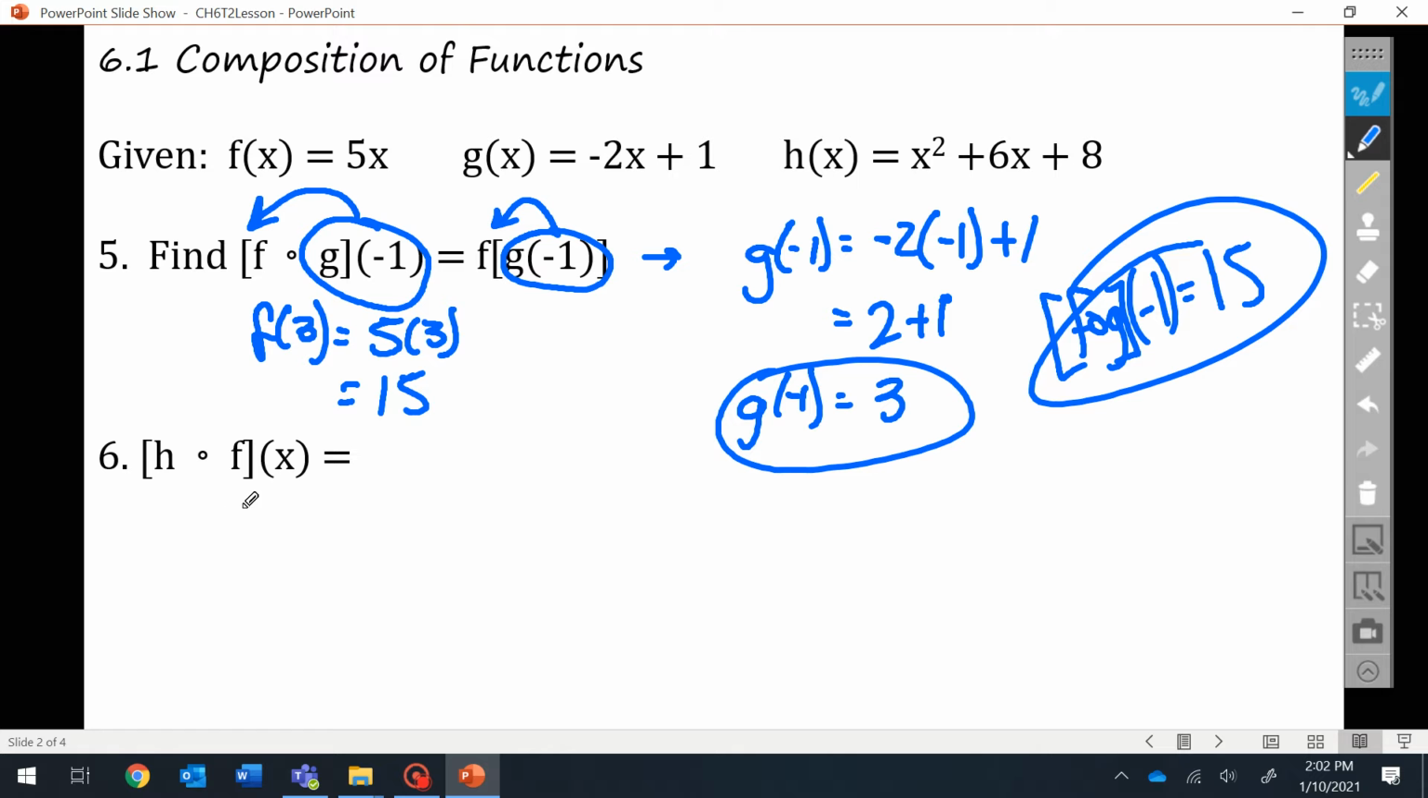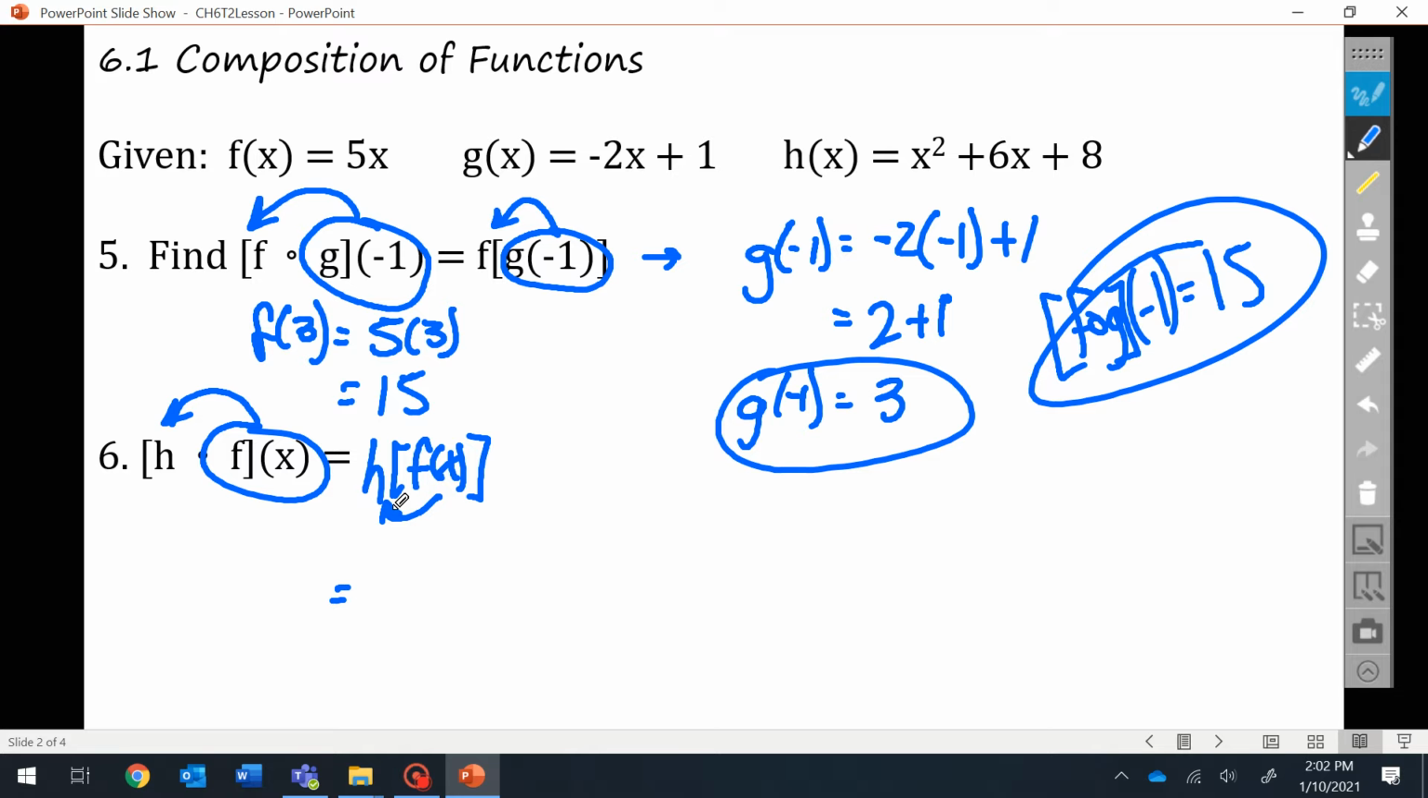Alright, next, number 6, h compose f of x. So this would be the f function going into the h function. The h function, and the input of that is the f function. Now this is just another way to write it. You don't have to write it this way. It's just another way to show us that f is going inside of h.